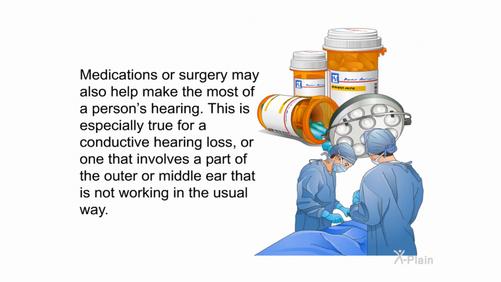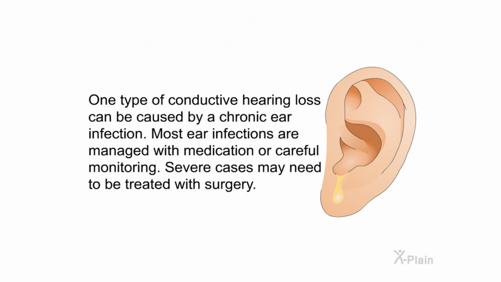Medications or surgery may also help make the most of a person's hearing. This is especially true for a conductive hearing loss, or one that involves a part of the outer or middle ear that is not working in the usual way. One type of conductive hearing loss can be caused by a chronic ear infection. Most ear infections are managed with medication or careful monitoring. Severe cases may need to be treated with surgery.